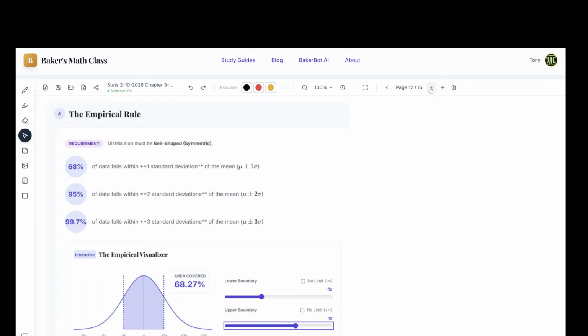95% are within 2 standard deviations of that mean. So 95% of all men are between 64 inches and 76 inches. And 99.7% are within 3 standard deviations, which means between 61 and 79 inches. What did I say the height of the door was? 80.